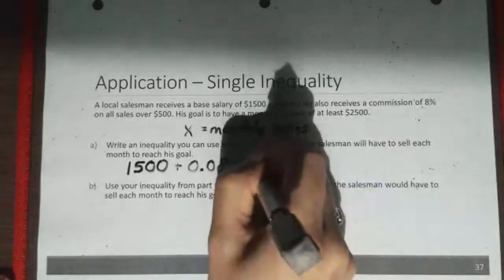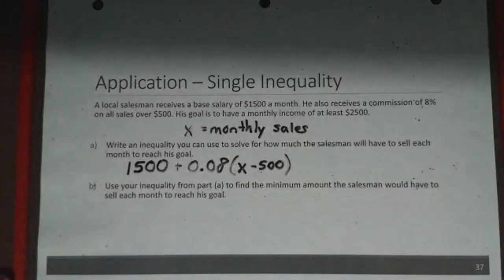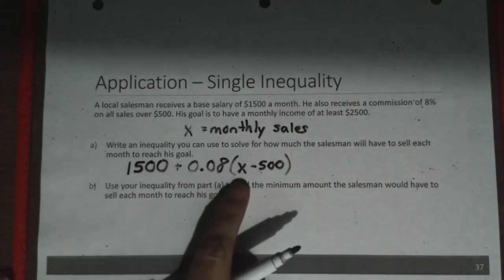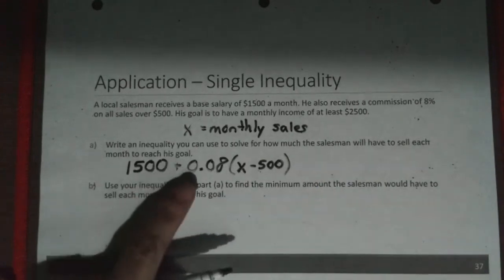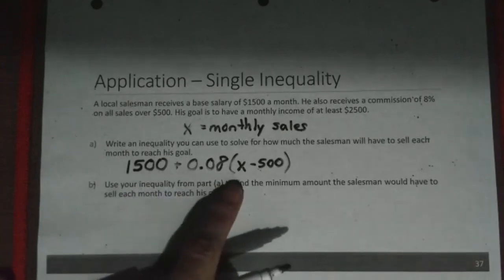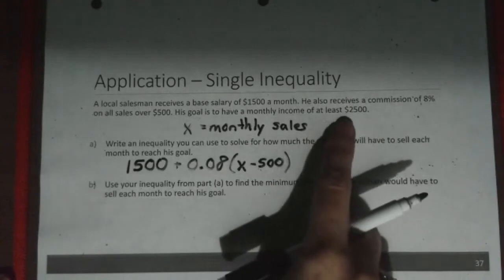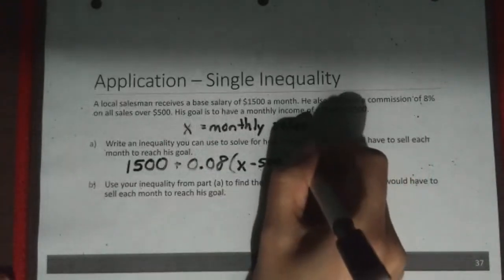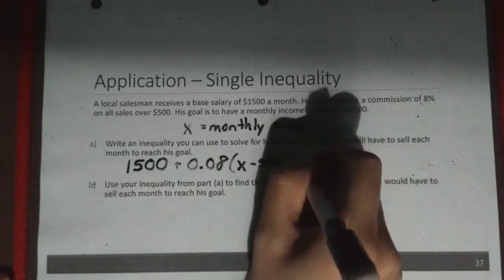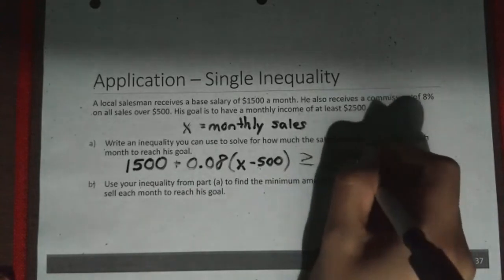So we want to take his monthly sales and subtract away that first $500 because he doesn't get commission on that. He only gets commission on what's above $500. So the $1,500 plus 8% times what he sells minus 500, he wants to make at least $2,500. So this amount, the amount he earns, we want it to be greater than or equal to the $2,500, which is his goal.